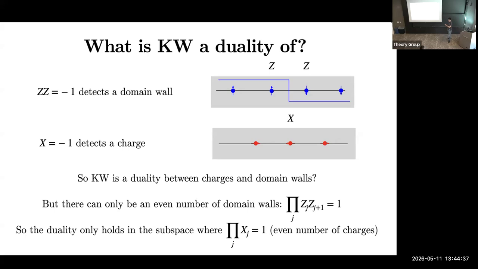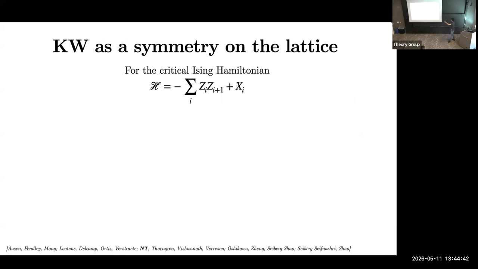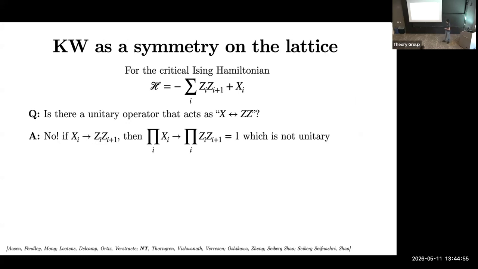because it's not a duality in the full Hilbert space. You have to restrict to a subspace. So we have this critical Ising Hamiltonian right at this critical value. We can ask, is there a unitary operator that swaps X and ZZ? And the answer is no, and this is an easy way to show it. If you can map X to ZZ unitarily, then you would have mapped this product of X equal to 1. So in the full Hilbert space, there's no unitary operator that does that. It's only unitary in the subspace where the product of X equals 1.